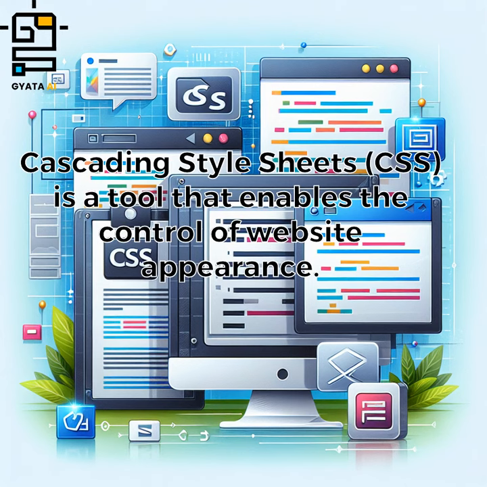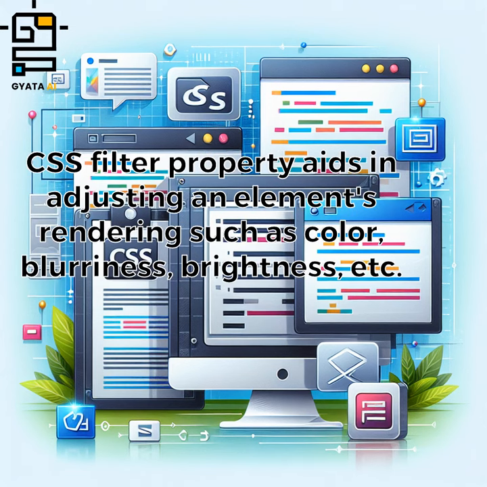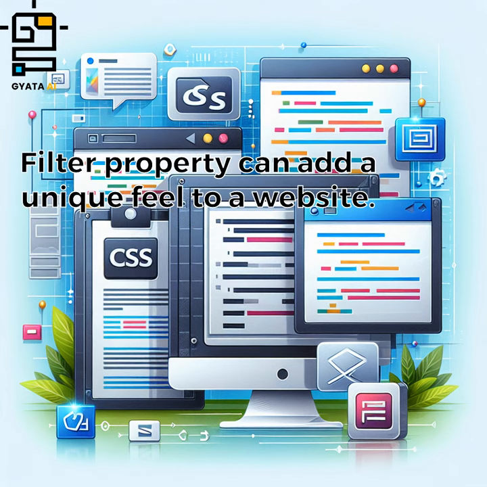Introduction. Cascading Style Sheets, CSS, is a tool that enables the control of website appearance. The CSS filter property aids in adjusting an element's rendering, such as color, blurriness, brightness, etc. The filter property can add a unique feel to a website.